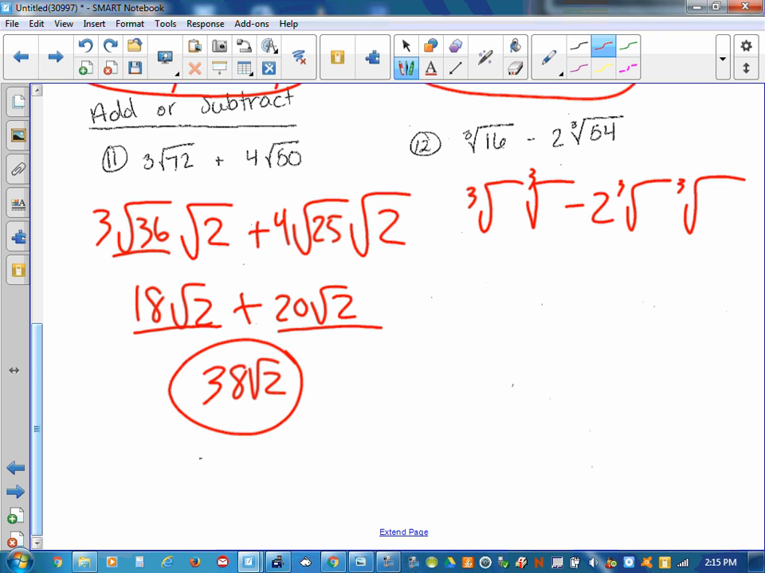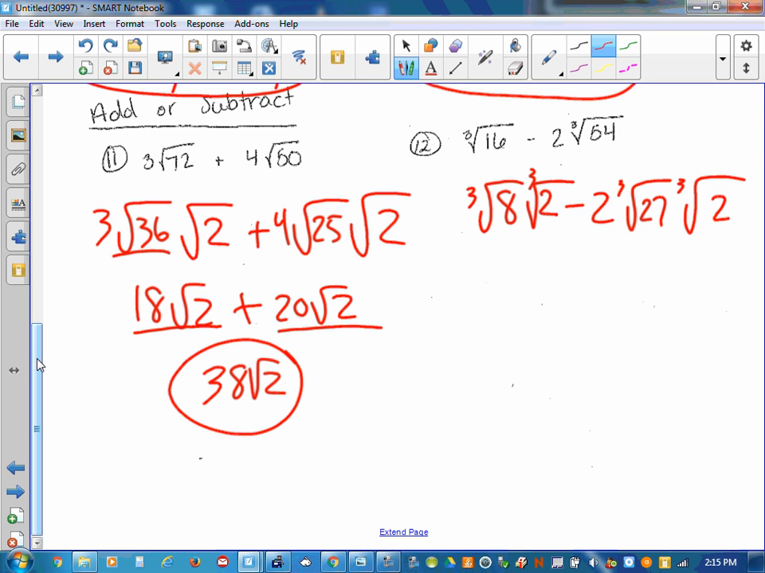8 and 2. 8 is a cube root, perfect cube. And I can take the cube root of 8, and then it doesn't take too long to figure out that it's 27 and 2. I bet you we've split 54 up into 27 and 2 like 10 times now in class, because it's an easy one that keeps popping up.